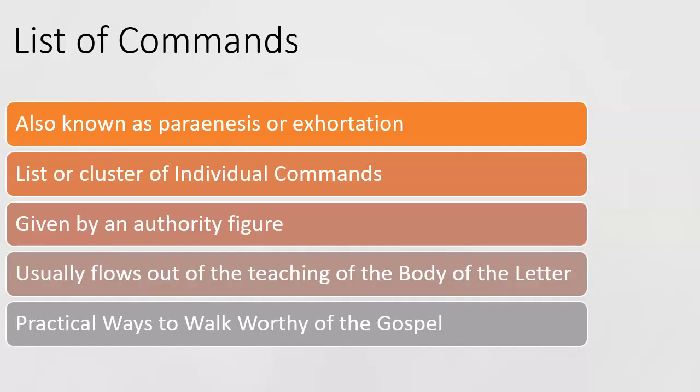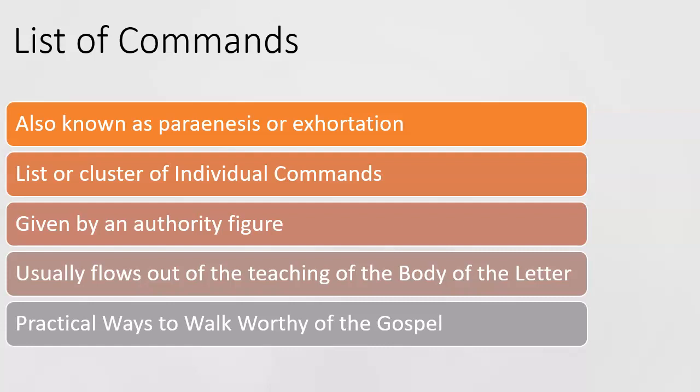The paraenesis, the walk worthy, usually is communicated as a command or a list of commands. This is what you do in response to the message that you've heard. So this list of commands could be called paraenesis. It can be called exhortation, but that's the section that we're talking about. Sometimes it is an individual command, and sometimes it's a list or cluster of commands.